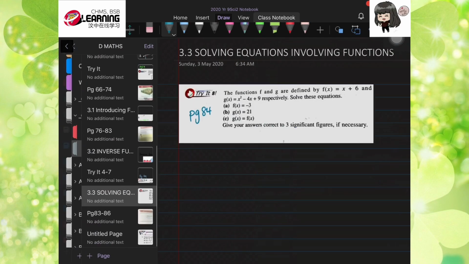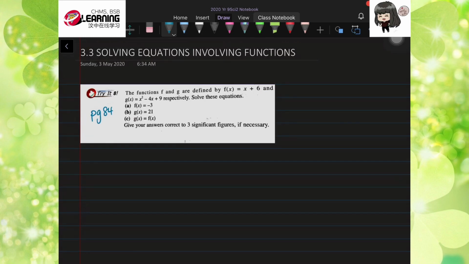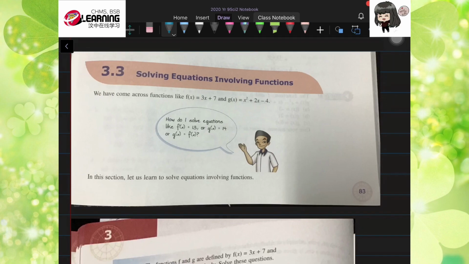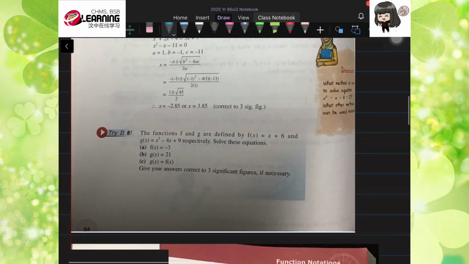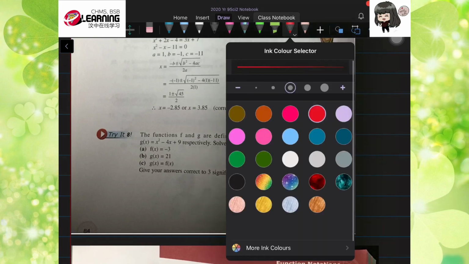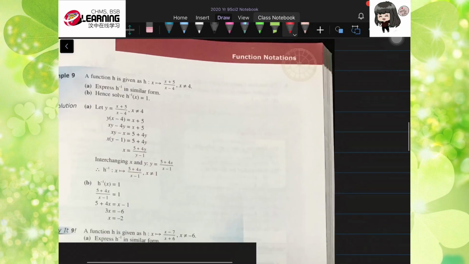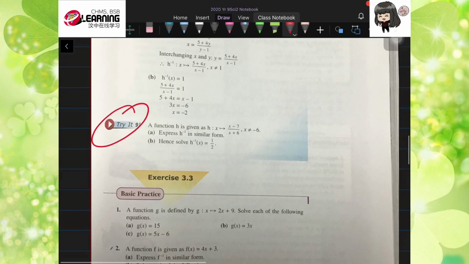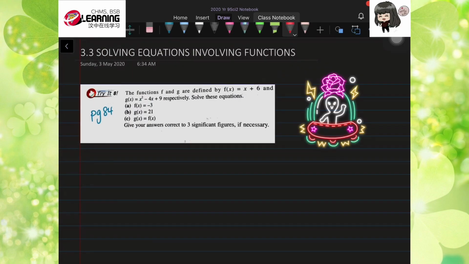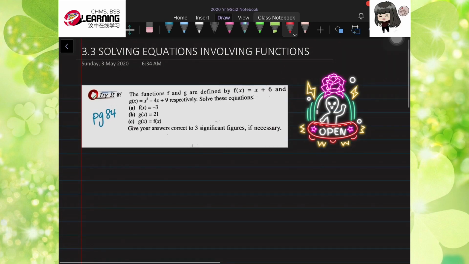So we continue with part 3.3. In part 3.3 we are going to do Try It 8. We'll cover Try It 8 and Try It 9 today. Let's look at the question. We are now involving equations in our functions. Try It 8 is on page 84 in your textbook.